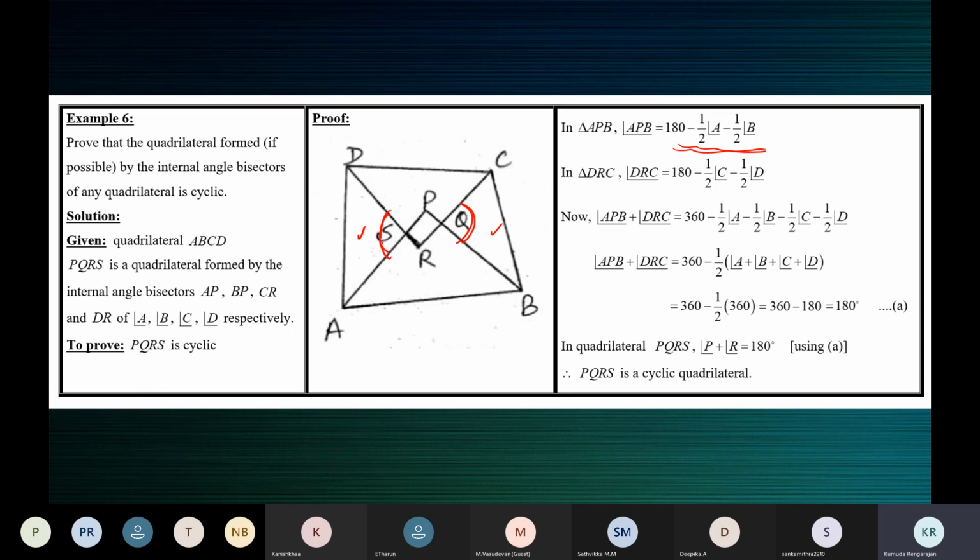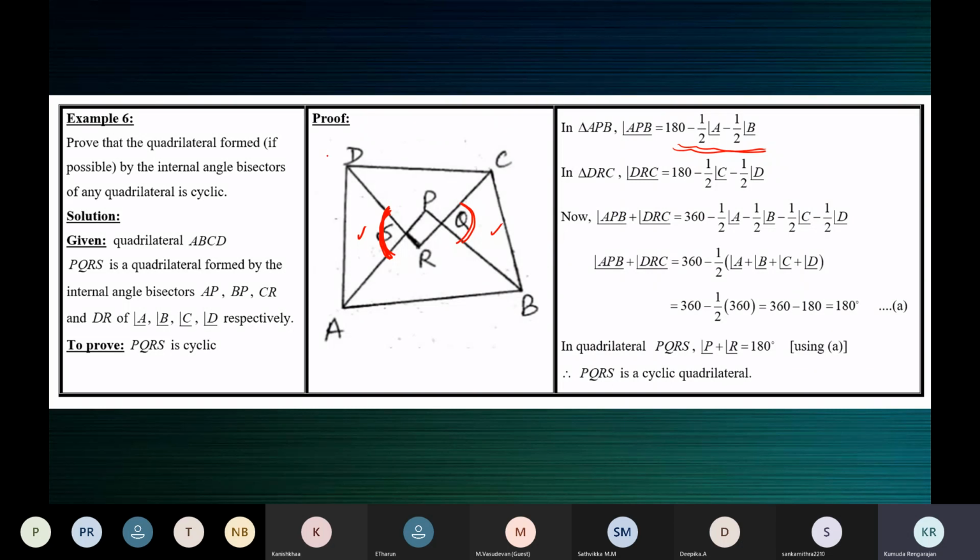So tell me, what will you get here? 180 minus, what will be the measure of this angle? I mean the expression. What will be the expression for angle S? 180 minus, wake up class. Half of angle A, half of angle D. Very good. Angle S will be 180 minus half angle A minus half angle D.